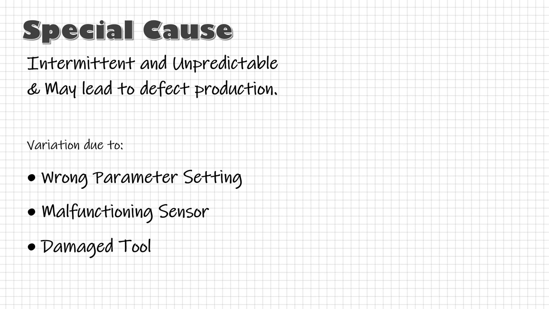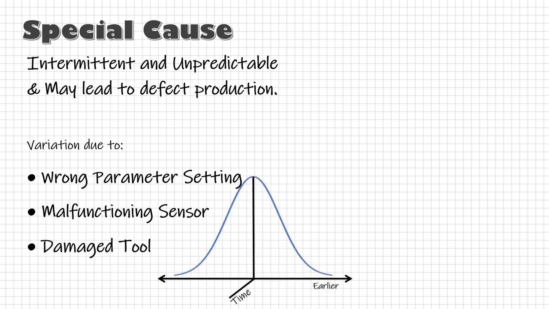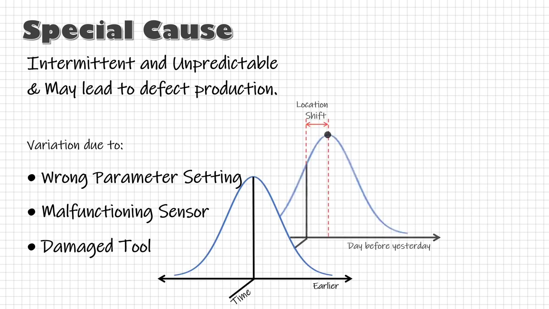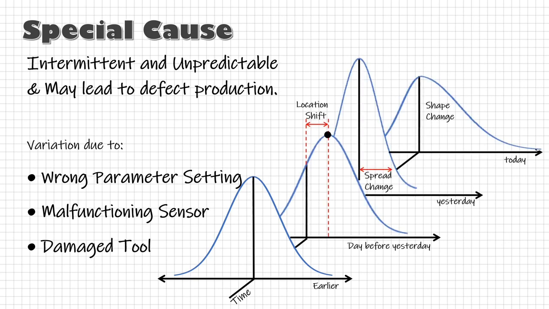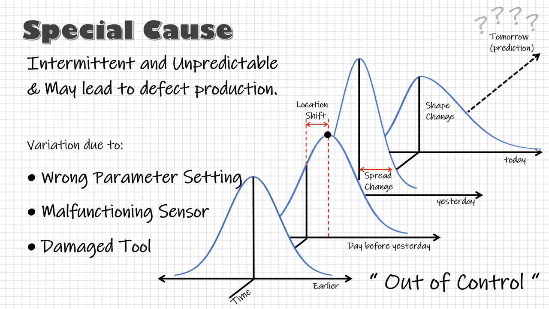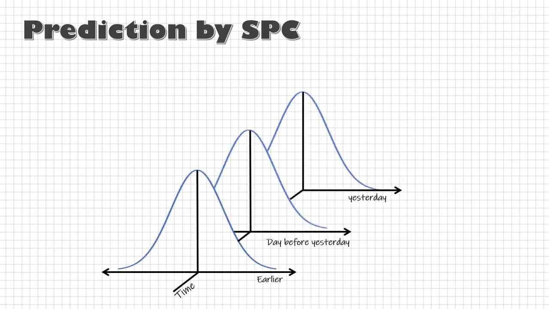Again, if special causes are present in a process, the output is not stable over time. It may change in location or spread or in shape. Such a process is said to be out of control and is unpredictable, and this is exactly what we are looking for: change in location, spread or shape in a process.